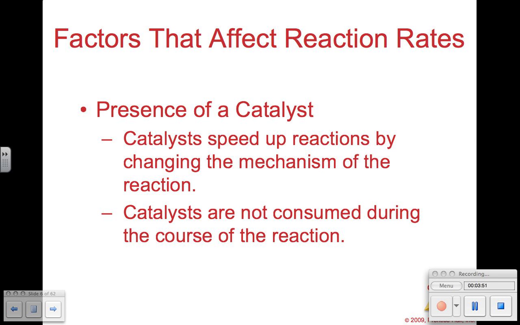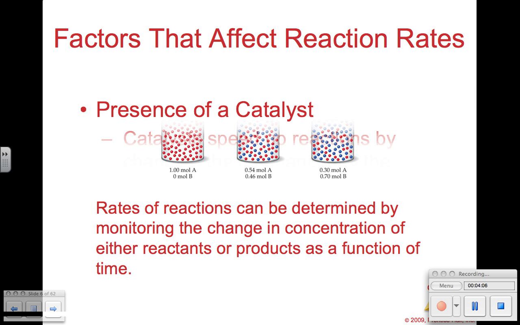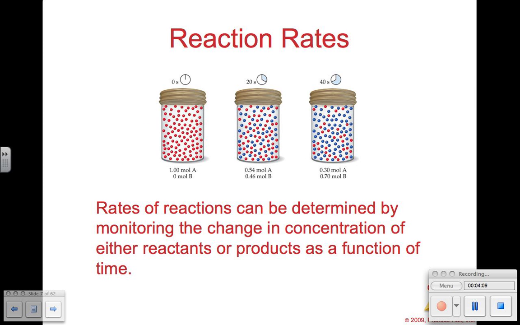And the nice thing about catalysts, both in industrial chemistry as well as in living chemistry, is that the catalyst itself is not consumed. It's just present and facilitates the reaction to go faster. So let's get into section 2. That was 14.1. Now 14.2 is looking at reaction rates.